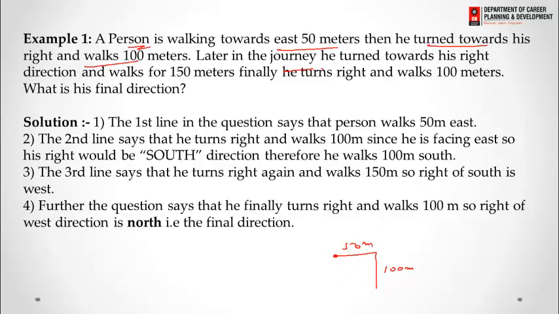Now later in the journey he turned towards his right hand direction and walked for 150 meters. Now again his right is for this direction where he moves towards 150 meters. Now finally he turns toward the right and walks for another 100 meters. If he walks toward this direction for 100 meters, in which direction is he right now? He is in the north direction. So we need to understand the question step by step, and we just need to move the person as per the figure, as per the statements we have one by one to have the final answer.